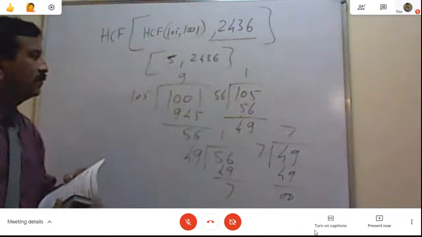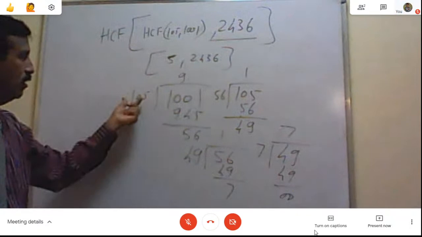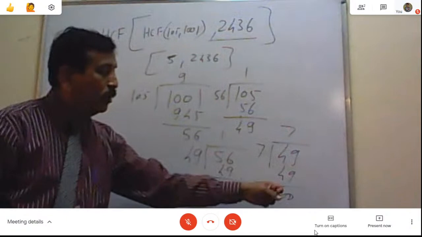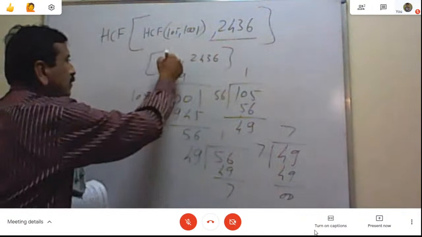The moment I had 105 dividing 1001, we'll get this. 56 dividing 105, we get this. 49 dividing 56, we get this. 7 dividing 49, we get 0. When the remainder is 0, this becomes HCF. So naturally, my HCF of these two things is 7. And now I want to find out HCF of this and this.